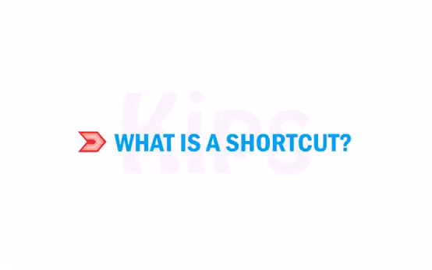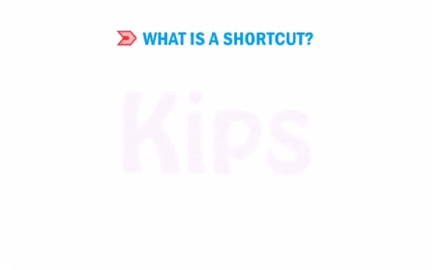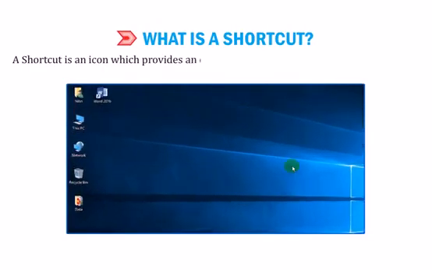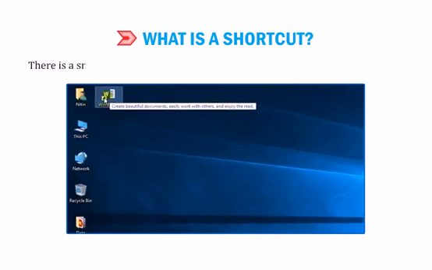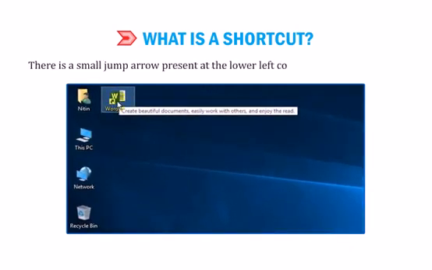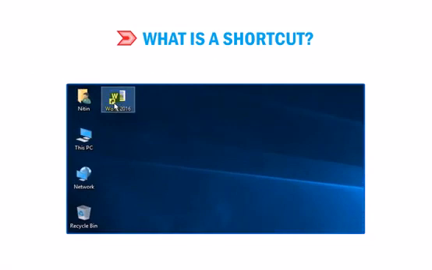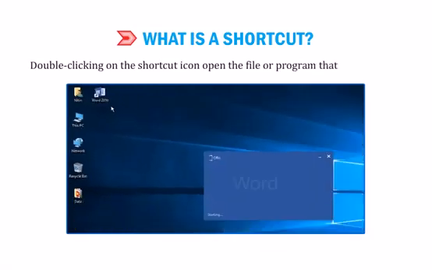Okay, students, let us quickly discuss shortcut. A shortcut is an icon which provides an easy and quick method to open any application or software that we use frequently. There is a small jump arrow present at the lower left corner of the shortcut icon. Double-clicking on the shortcut icon opens the file or program that it represents.